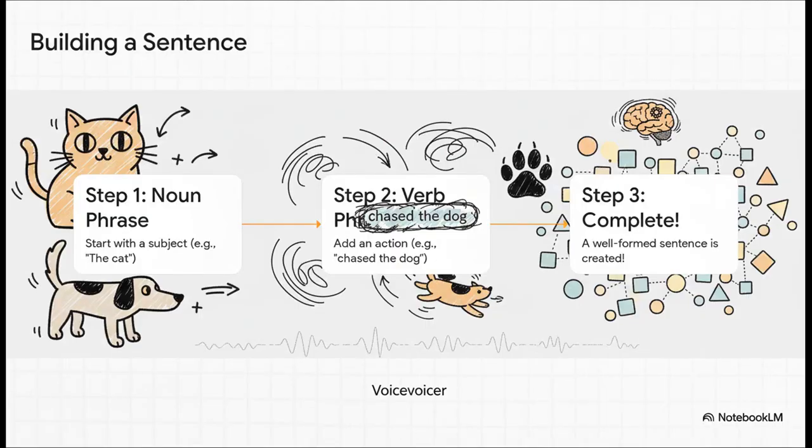I mean, look at this breakdown. At its core, pretty much any English sentence is just 2 parts. You start with a noun phrase, that's your subject, like "the cat." Then you add a verb phrase, that's the action, like "chase the dog." You put them together, and you get a complete sentence. That's it. That's the basic pattern our brain is hardwired to look for.